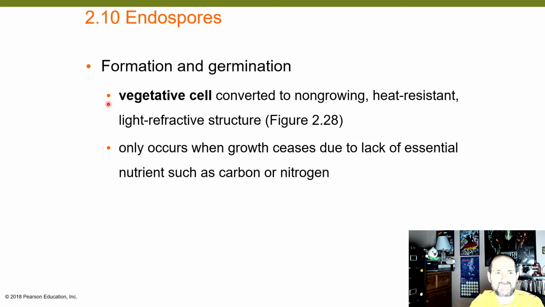And don't forget this term, vegetative cell. The vegetative cell is the normal growing cell. And the vegetative cell can be converted to a non-growing, heat-resistant, light-refractive structure. Basically, the vegetative cell, when faced with an insult, being bad chemicals, UV, desiccation, lack of nutrients, that can spur on sporulation. So the vegetative cell can start developing into an endospore inside.